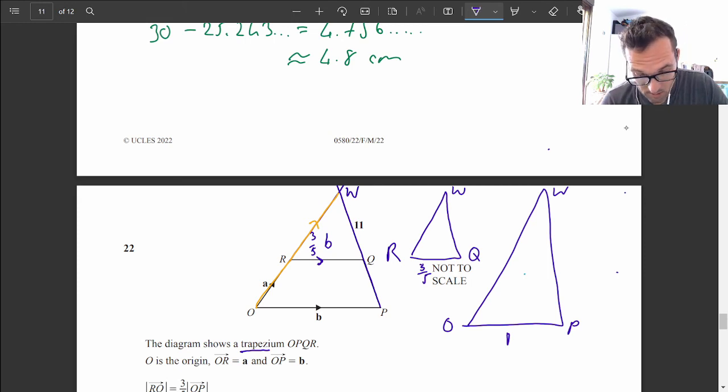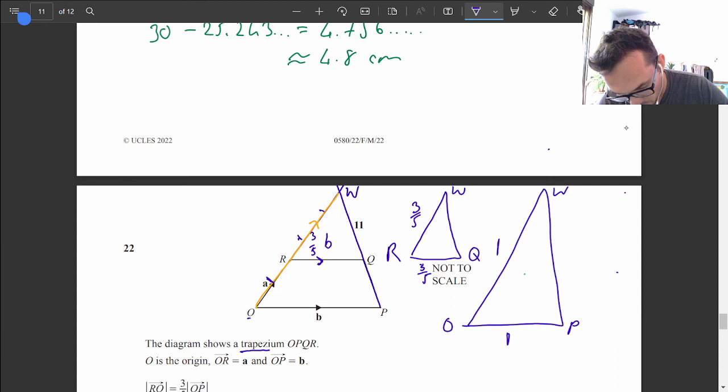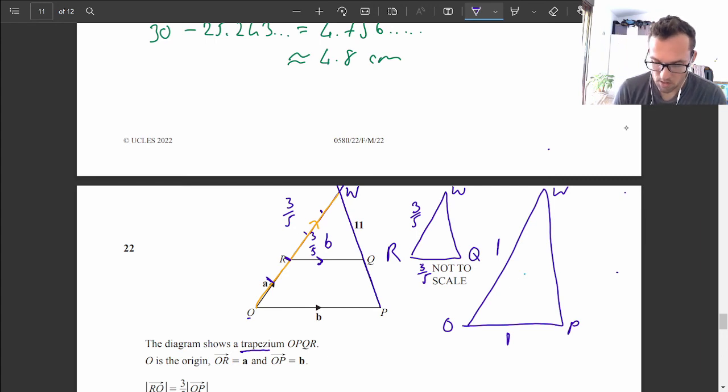So that means if we take RW, it will also be 3/5 of OW. So we can do the same here. This is 3/5 of this one. Or rather, if we take the whole line from O to W and split it up into 5 parts, the top part, let me just make it look more realistic, is 3 of the 5 parts, 3/5. But that doesn't mean it's 3/5 A. It's a bit more complicated.